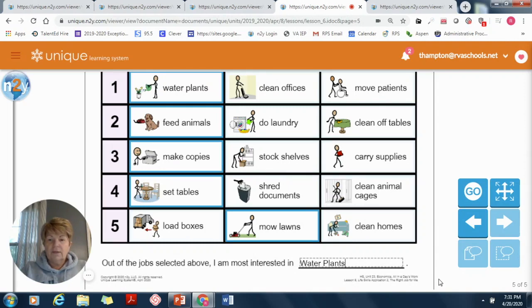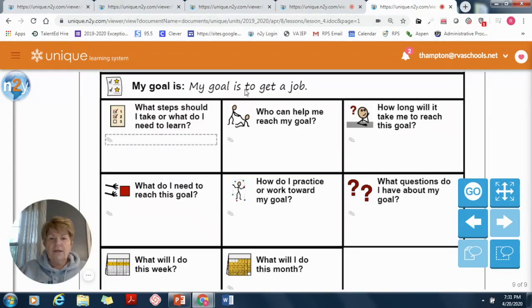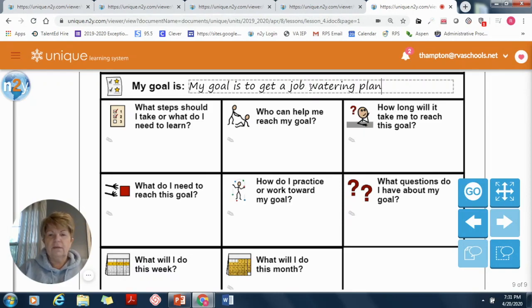Okay, and now we're going to walk through, well, how do we set a goal to get our job, to get what we would like, where we would like to work? Okay, so my goal is to get a job watering plants. I want you to write down at the top of a piece of paper, my goal is to get a job watering plants. I'll leave that there for just a minute.